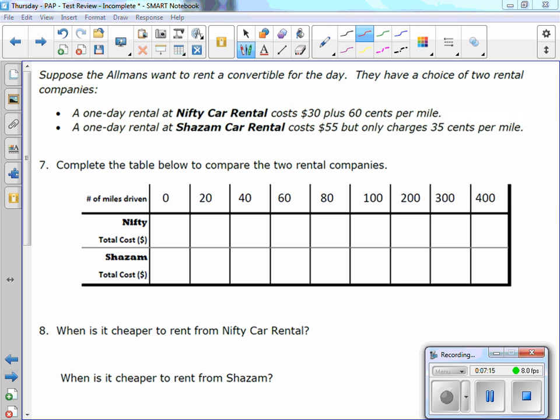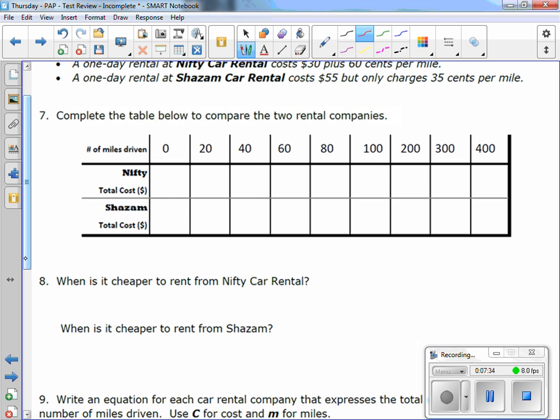All right, so on this problem, we are actually comparing two companies. We have a one-day rental at Nifty Car Rental costs $30 plus 60 cents per mile. One-day rental at Shazam Car Rental costs $55 but only charges 35 cents per mile. So when we're filling out our chart, we actually have two columns for this. So it's for 0 miles, it's $30 and $55.